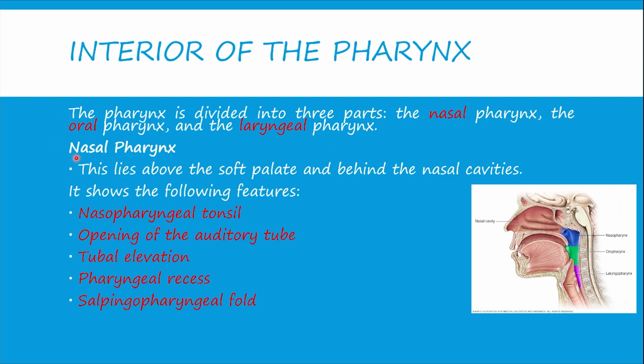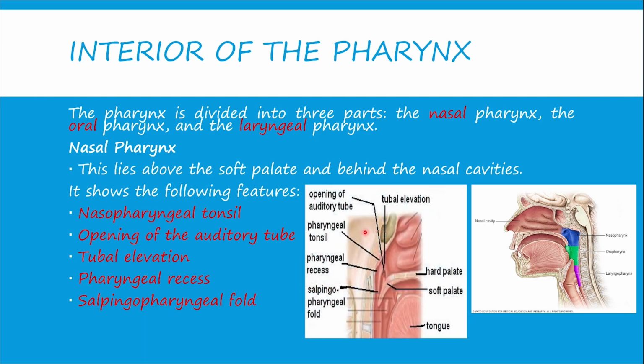Let's first talk about the nasal pharynx. It lies above the soft palate. This is only the location of it, which we can see in the picture. It shows the following features: nasopharyngeal tonsil, opening of the auditory tube, tubal elevation, pharyngeal recess, and salpingopharyngeal fold.